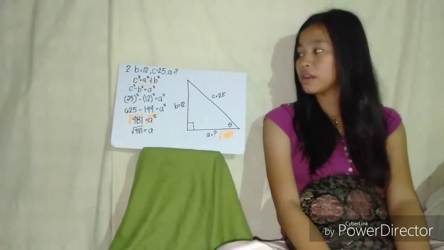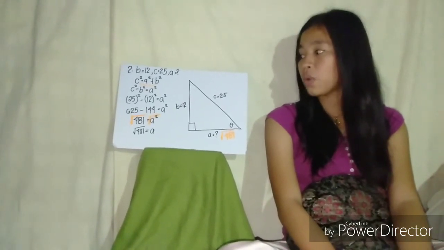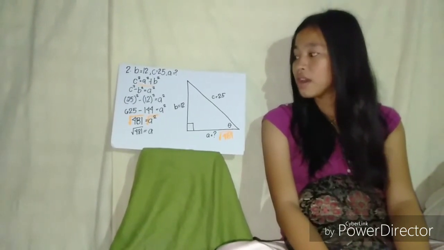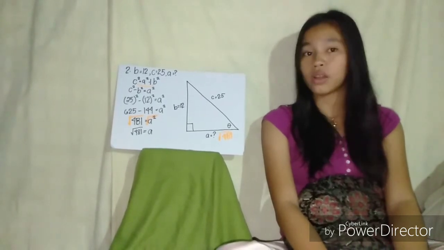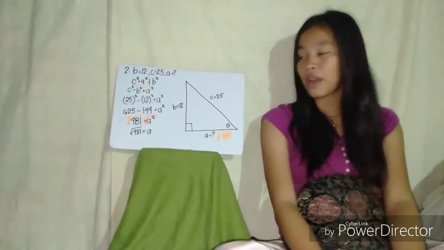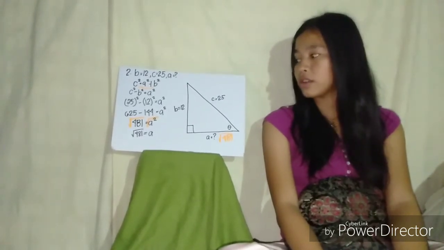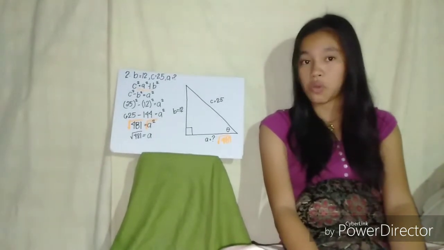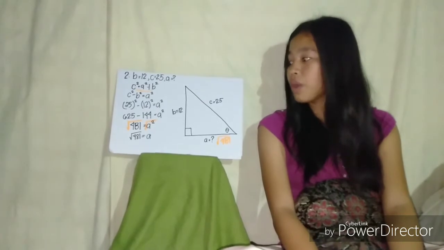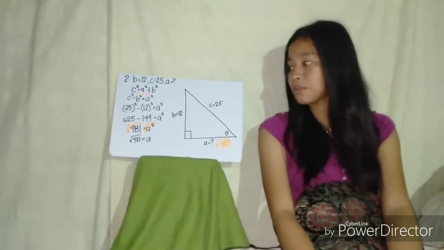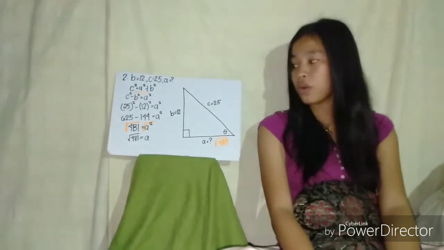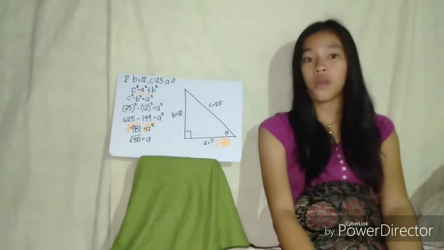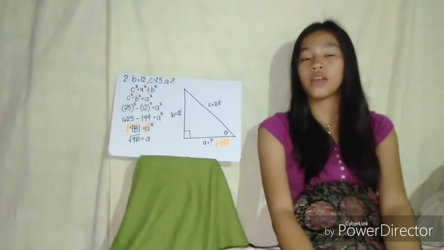So 25 squared minus 12 squared is equal to A squared. 25 times 25 is equal to 625, minus 12 times 12 which is 144. So 625 minus 144 is equal to 481, which is equal to A squared. Since we are finding A, we need to take the square root of both sides so we can cancel the exponent. The square root of A squared is equal to A. So now we have the answer: the square root of 481.